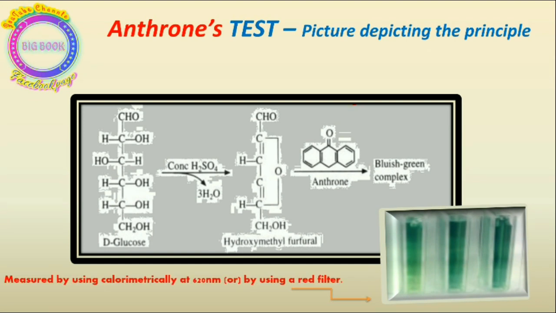Further, the bluish green complex formed in the test tube samples will be taken into the colorimeter and the absorbance of the light measured at 620 nanometers. Those readings will be plotted, and the concentration of sugar in the sample will be identified.